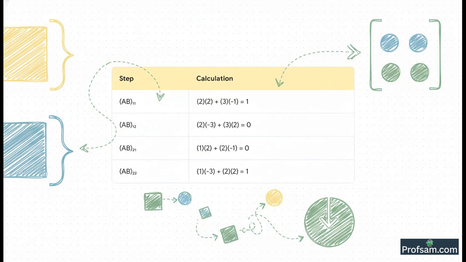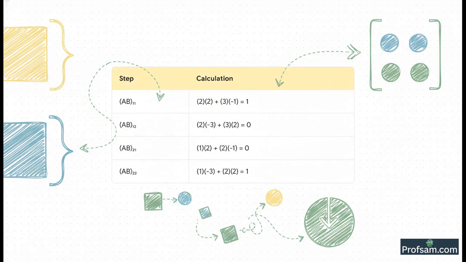So it's 2 times 2 plus 3 times minus 1. That is 4 minus 3, which is 1. Great start. Now for the top right. First row of A, second column of B. 2 times minus 3 plus 3 times 2. That's minus 6 plus 6, which is 0.